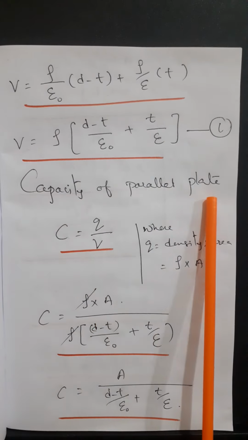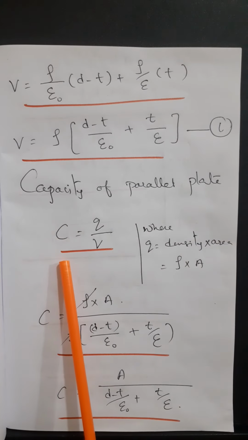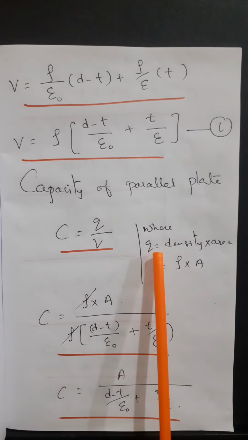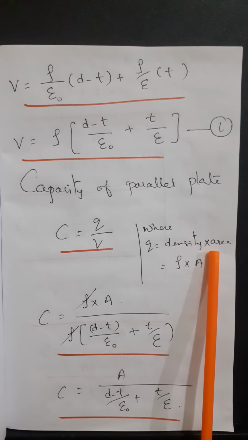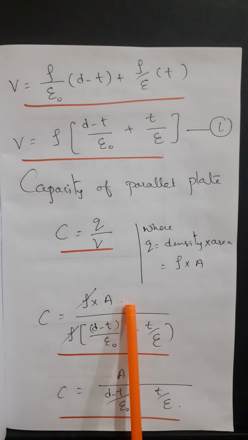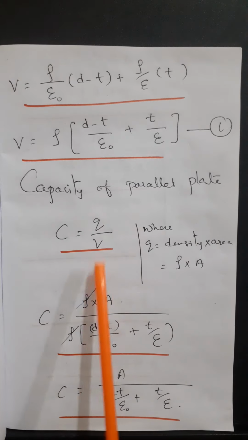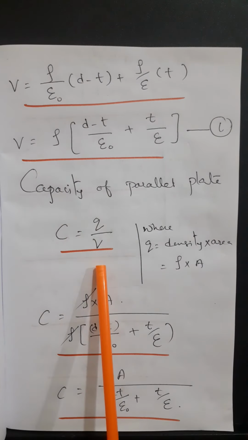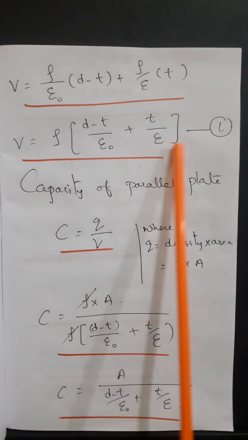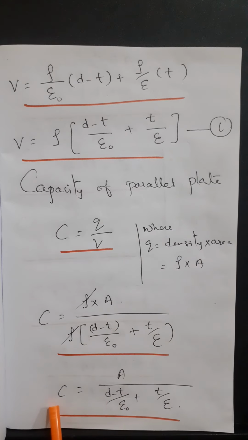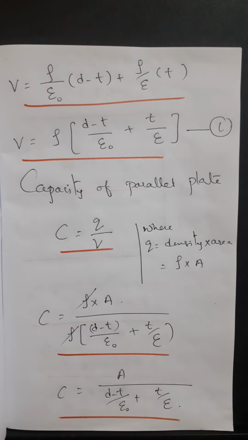Now the capacity of the parallel plate capacitor. By the definition of capacitance, C is equal to Q by V, the ratio between the charge and the potential. Here Q is nothing but the charge density times the area, so Q is rho into A, where A is the area of the plates. Now in C equals Q by V, we substitute the value of V from equation number 1, and Q as rho into A. The rho gets cancelled, so C is equal to A by D minus t by epsilon naught plus t by epsilon.